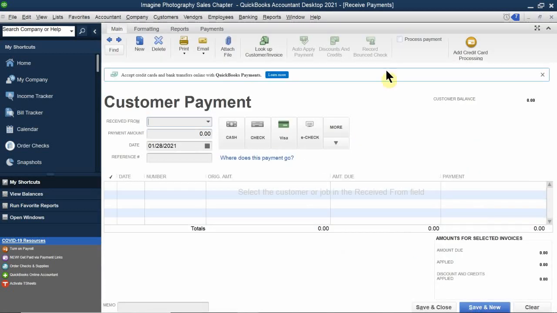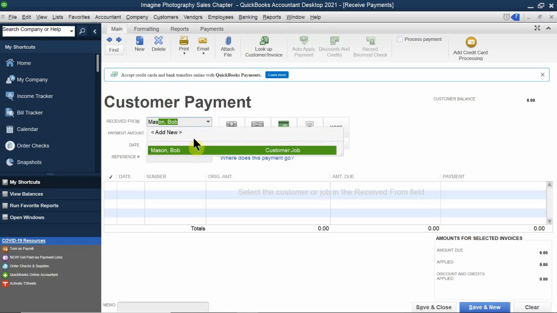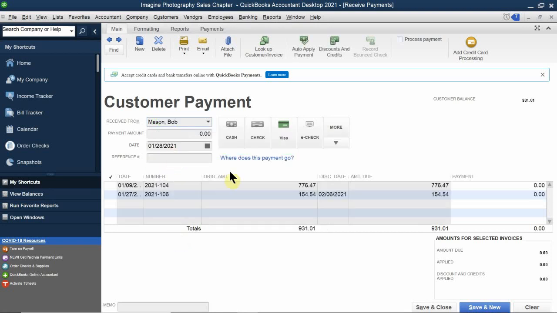Our example here is, if you remember in the first half of class, we actually created a bill for Mr. Bob Mason. And we remember that when we did that, we gave Mr. Bob Mason a discount. We gave him terms. He can receive a 2% discount if he pays within X amount of days.